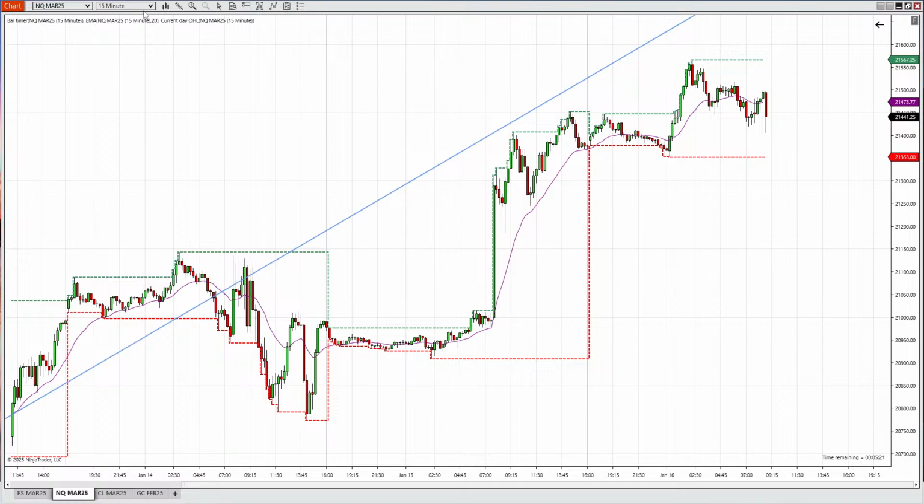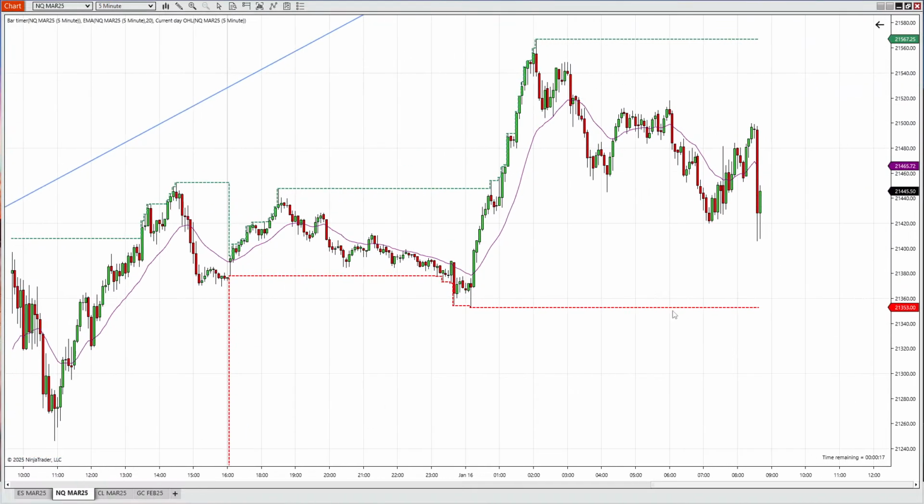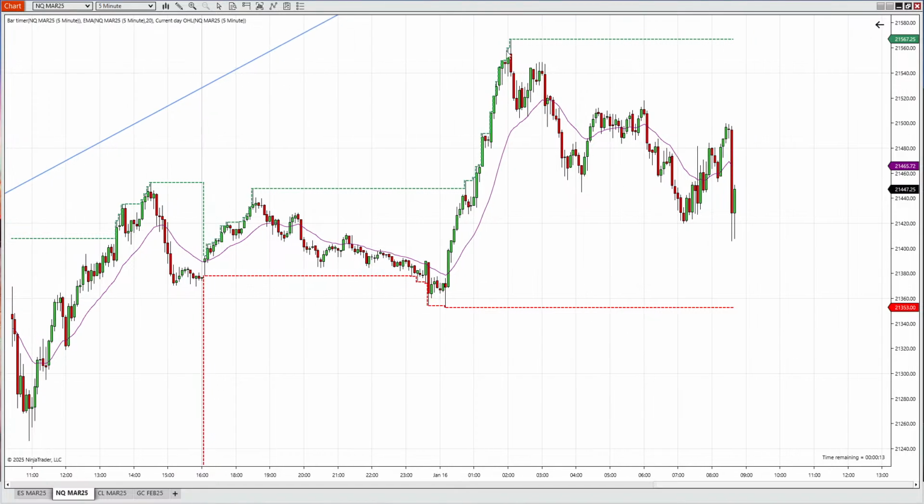And that is, let's see, that is a 15-minute. 5-minute, kind of the same thing. Sometimes these little legs, like this right here, can get a little bit tricky when you're counting overall. But one thing that can kind of help you is trying to find legs that are similar length.